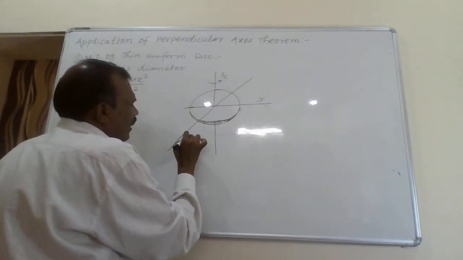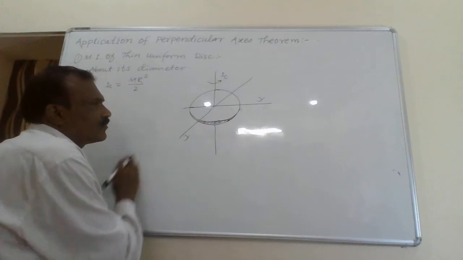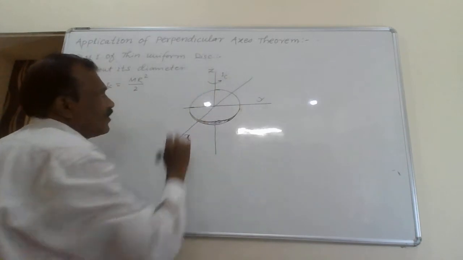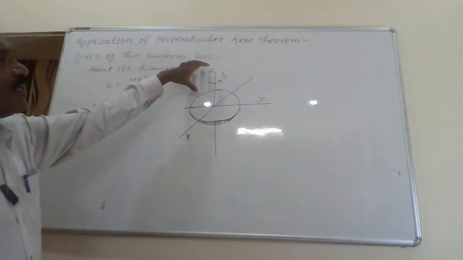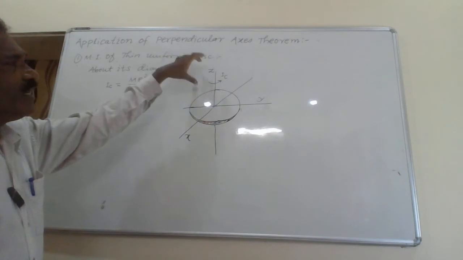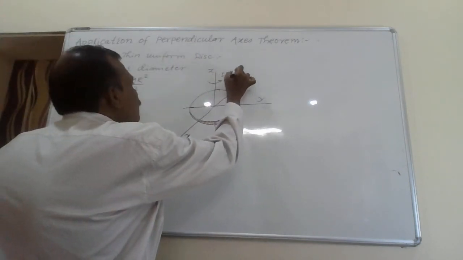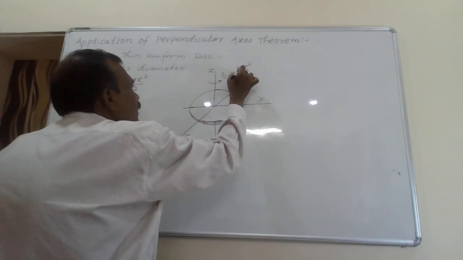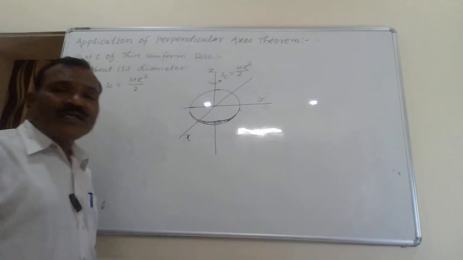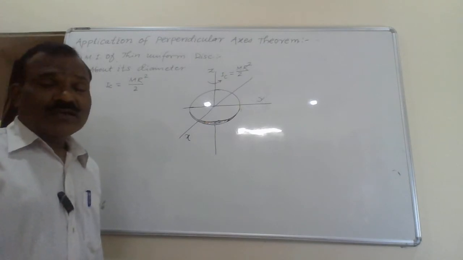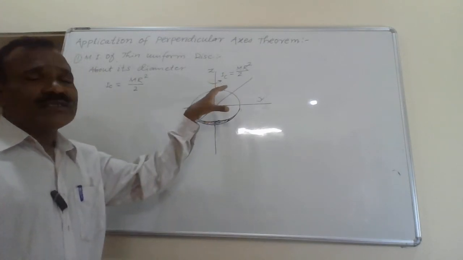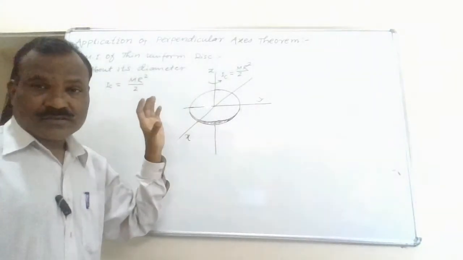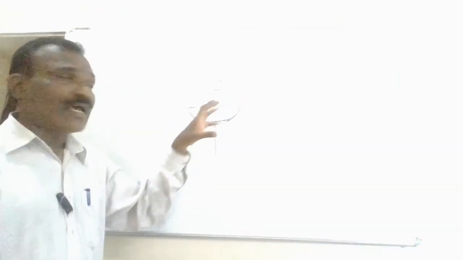These two axes are lying in the plane of the disk. This is our x, this is our y, and this is our z axis. You know that the moment of inertia of a disk about the z axis is IC, which is equal to MR square by 2. M is the mass of the disk, and R is the radius of the disk. We have to find the moment of inertia of a disk about its diameter.